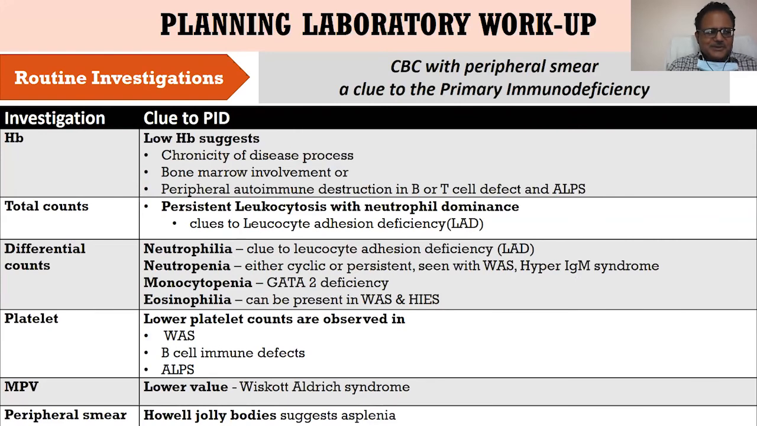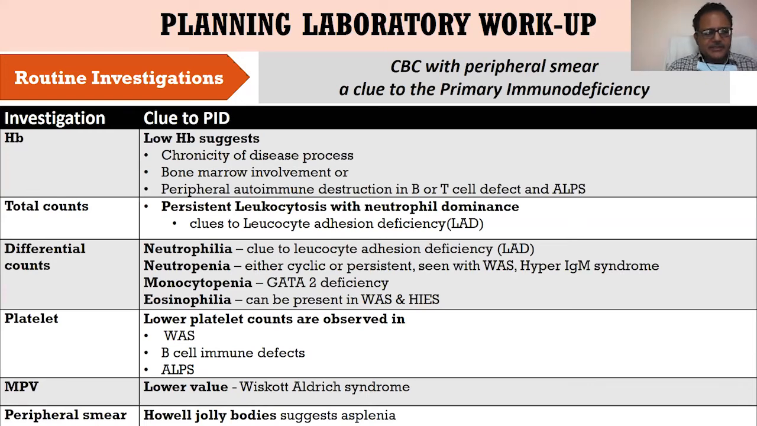We start with hemoglobin. Low hemoglobin could happen because of autoimmune hemolytic anemia, which is associated, or because of chronicity of the disease. So autoinflammatory syndromes will have anemia of chronic disease. If a person has persistent leukocytosis, it could be a manifestation of leukocyte adhesion defect, but you have to rule out whether he is receiving steroids or not. Then on differential count, neutrophilia could be because of leukocyte adhesion defect. Because of absence of adhesion molecules on the surface of leukocytes, they cannot go to the site of infection and they remain in the circulation. That is why neutrophilia happens. And neutropenia, either as a result of Wiskott-Aldrich syndrome or hyper IgE syndrome, monocytopenia, eosinophilia. The presence of these things will give you an indication that the person could be having this type of immunodeficiency.